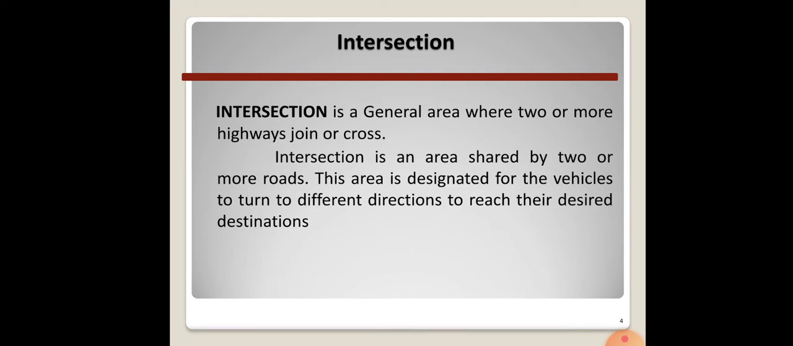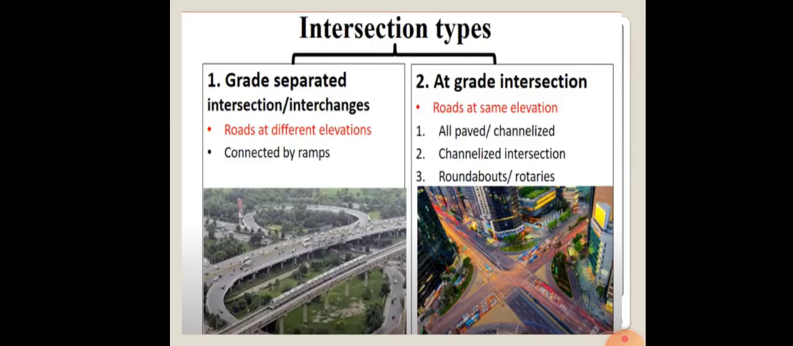Now coming to the different types of intersections, there are various types of intersections, out of which these are the two broader classifications. One is the grade separated intersections, also called grade separated interchanges, and then we have the at grade intersection. So what do you mean by grade separated intersection?